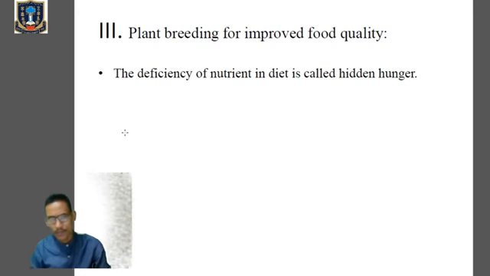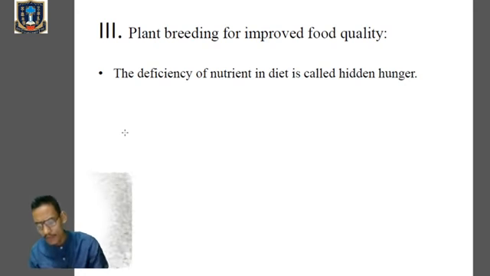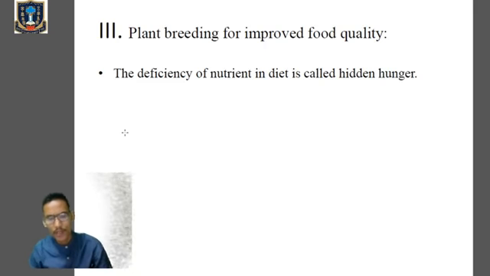Now, in the next class, we will do the last class for this chapter. We will learn about biofortification, plant tissue culture, and single cell protein. Okay, then we will finish this chapter.